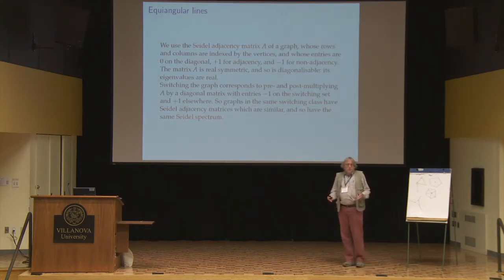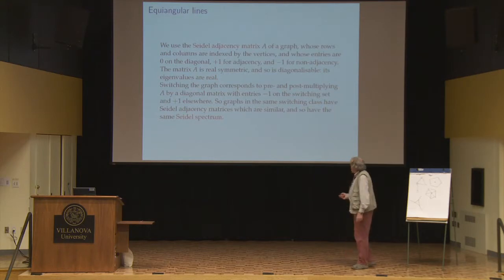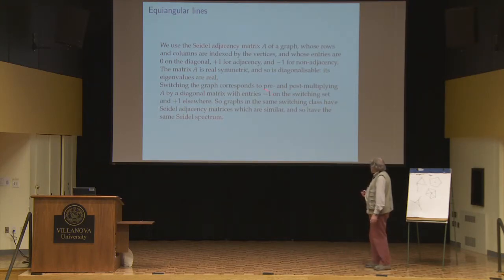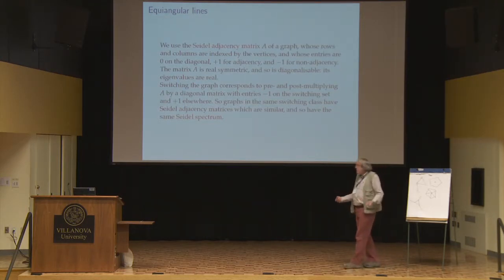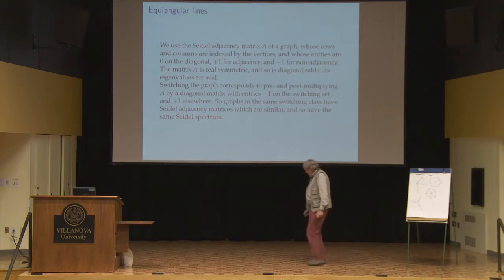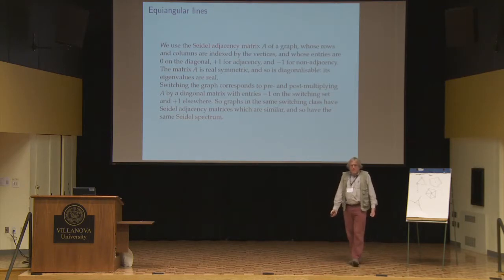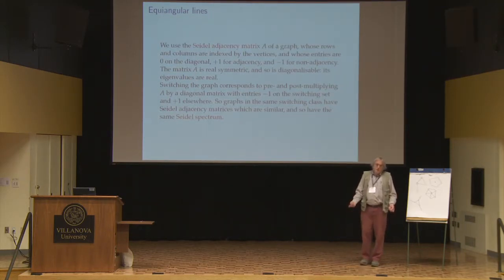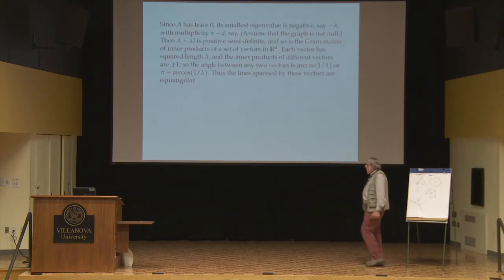And what is switching in this picture? Well, when you switch, you change edges to non-edges between two sets, so you change ones to minus ones. You can do that by just pre and post multiplying A by a diagonal matrix with minus ones in the position of the switching set and plus ones everywhere else. That will give you a matrix similar to A, which has the same spectrum. So the Seidel spectrum, the spectrum of the Seidel adjacency matrix, is a switching class invariant, so a two-graph invariant, if you like. And how do we get equiangular lines out of this? Well, A has trace 0, so its smallest eigenvalue must be negative, assuming it's not just the null graph, say minus lambda.